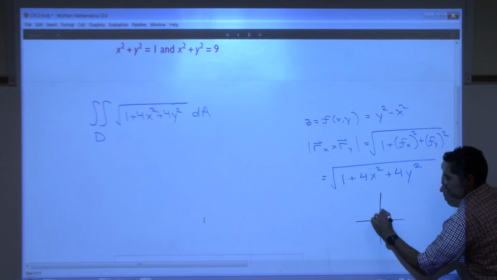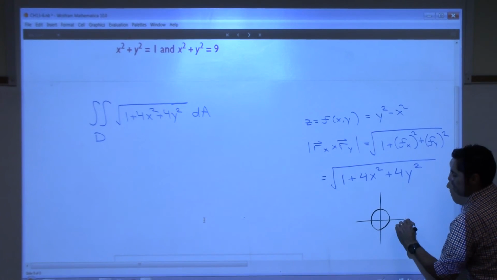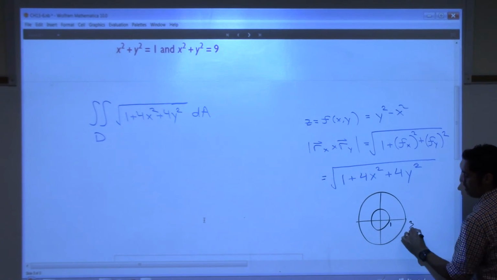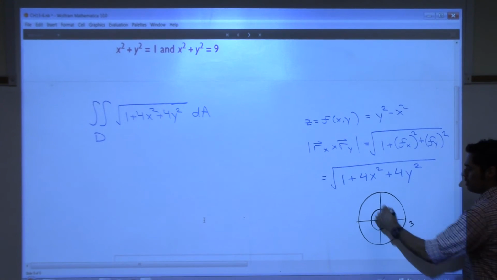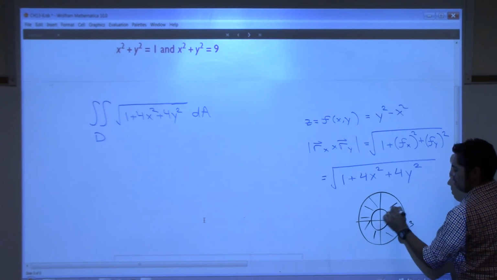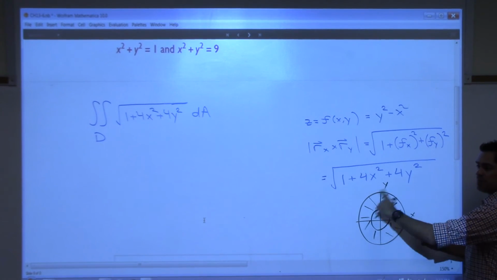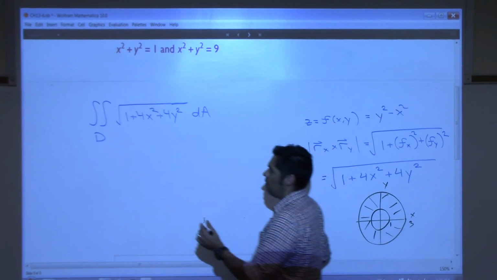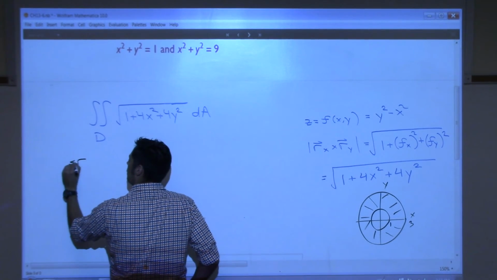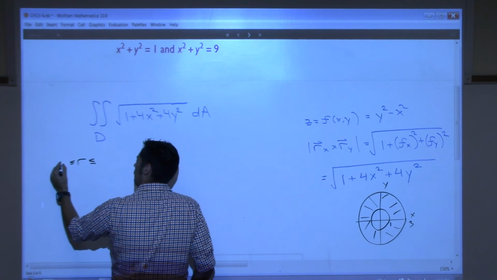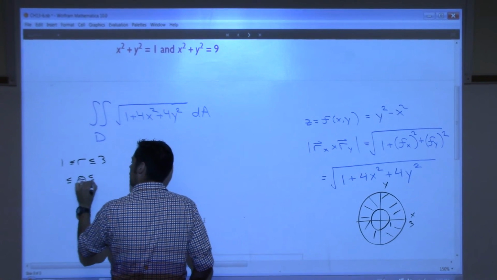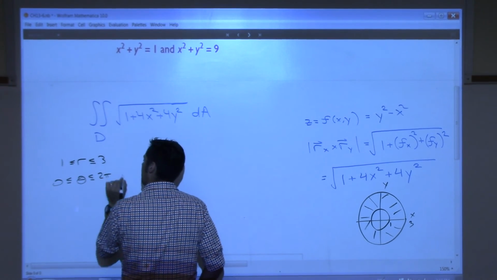Remember, I have the cylinders up there. Can you tell me what the radii of those cylinders are? 1 and 3. So we want to restrict our x and our y into this region, so we switch to polar. So I'm going to let my r go between 1 and 3. I'm going to let my theta go between 0 and 2 pi.